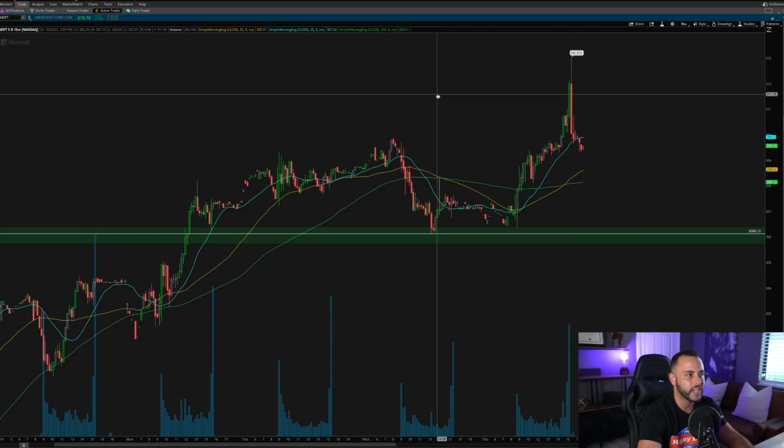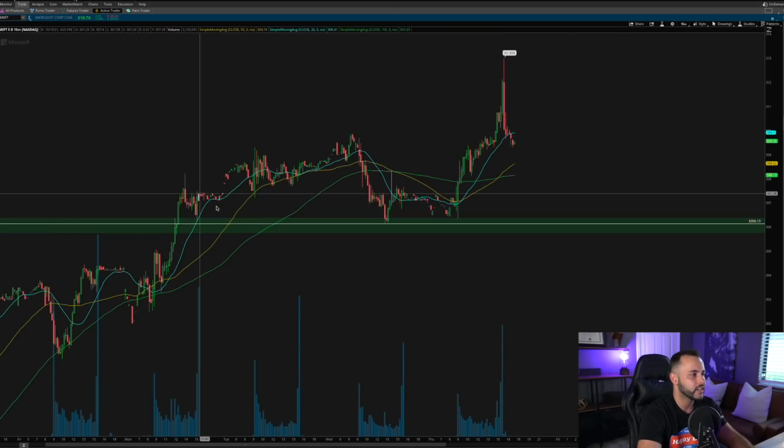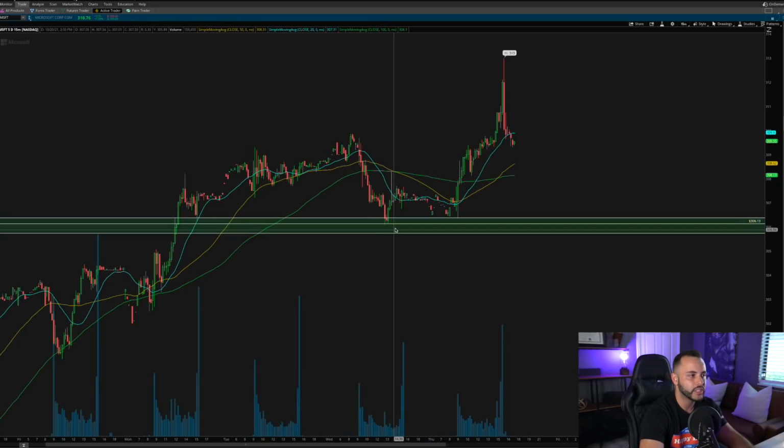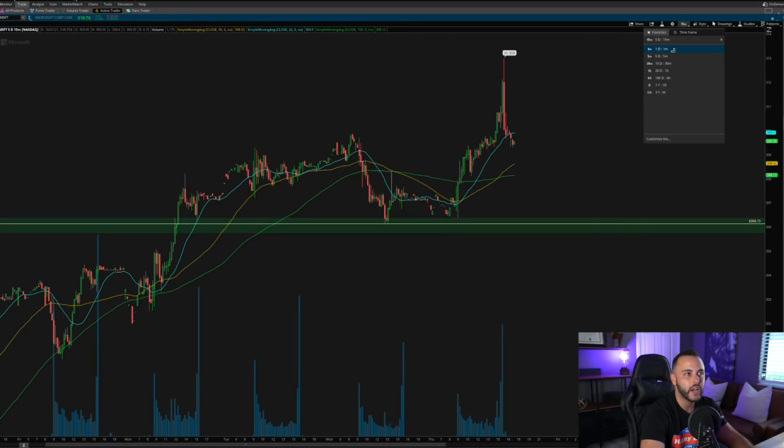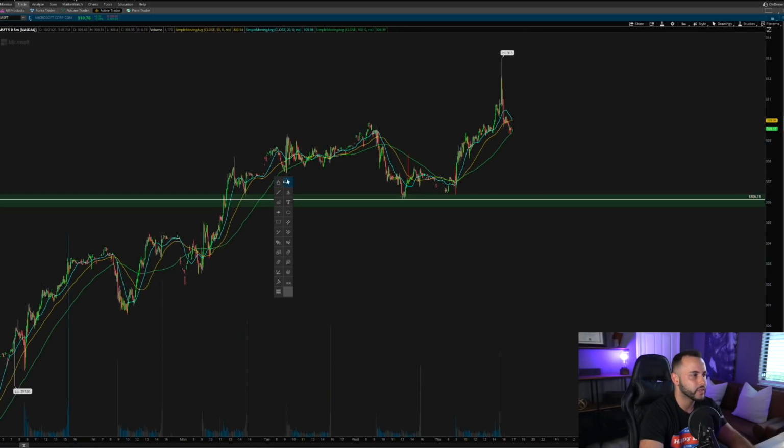If we go down to the 5-day 15, you can see here, this was our previous all-time high. On Tuesday, we pushed up. Yesterday on Wednesday, look at the pullback here to the previous all-time high. Look at how we respected that level here. We're going to zoom in even more.